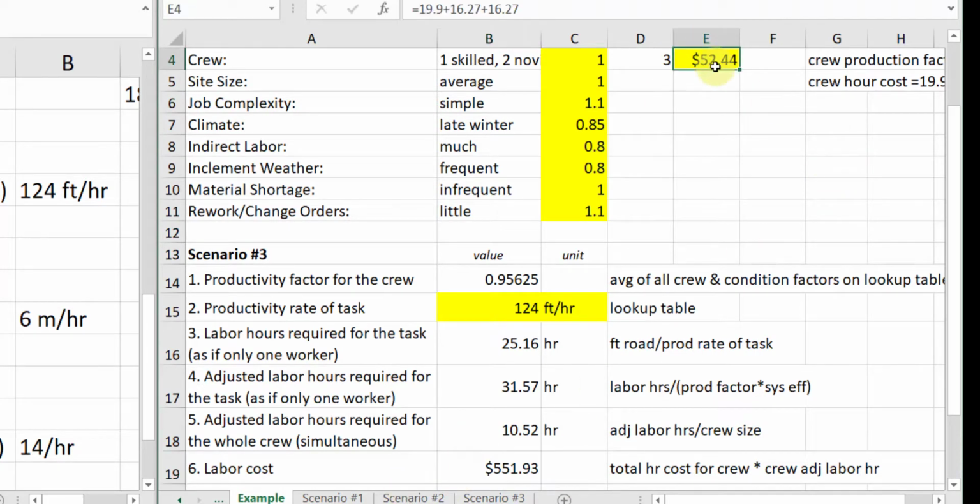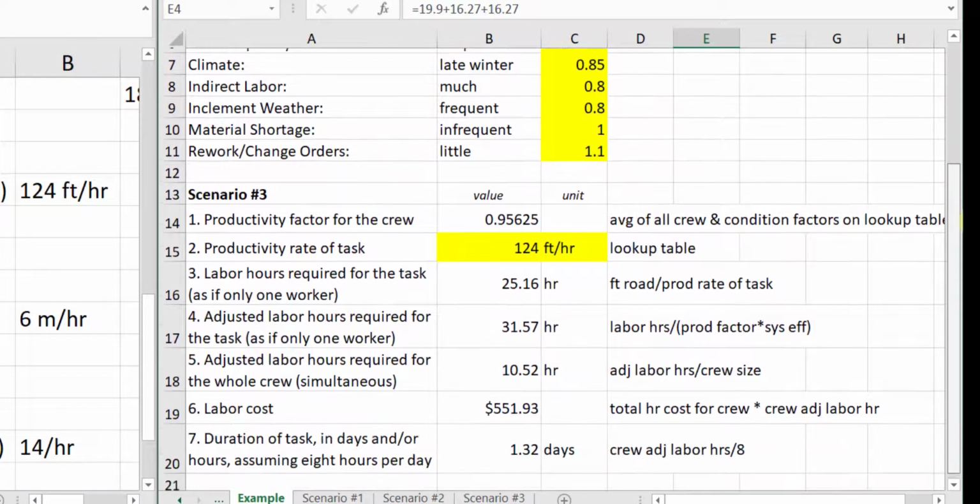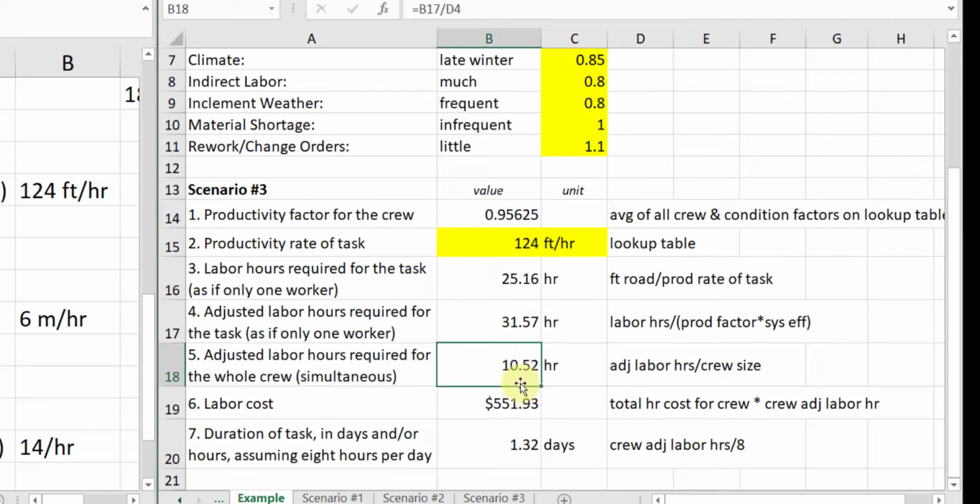And then remember, we figured out how much 1 hour costs to operate that crew. It's our minimum cost, but it doesn't take 1 hour, it takes 10.52 hours to excavate this short stretch of road. And so that would cost us the total hour cost for the crew times the crew adjusted labor hour, so $551.93. Okay, well, it's 10.52 hours, but Microsoft Project works in units of days. So we went ahead and divided it by 8 and got the number of days.